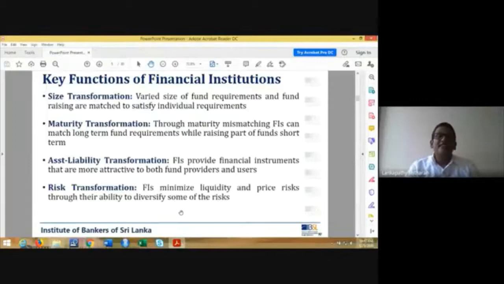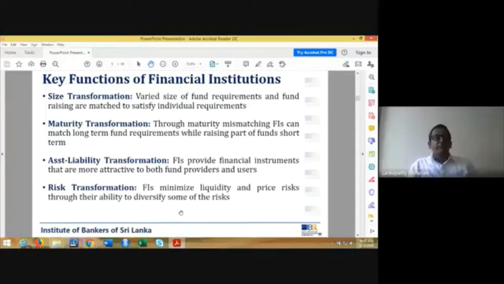First one is size transformation. There is a surplus unit in the economy and there is a deficit unit in the economy. Someone can raise the question: without the financial institution, the surplus unit can directly give the money to the deficit unit and they can earn the money. Why should we have the financial institution in between, giving the margin to them?